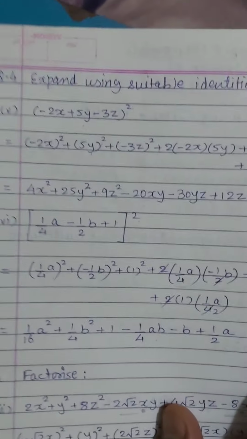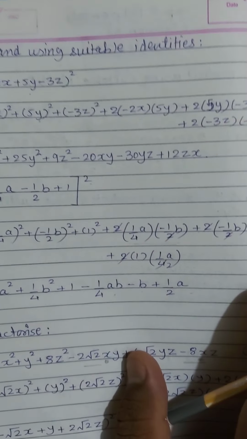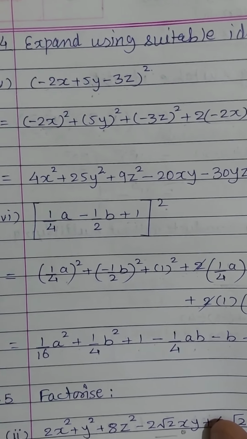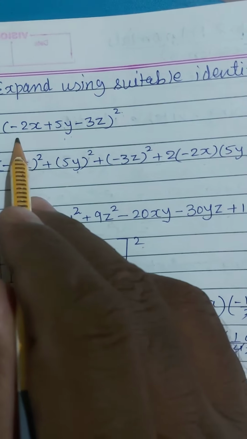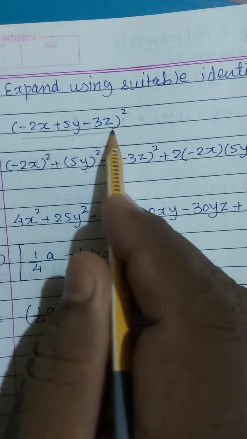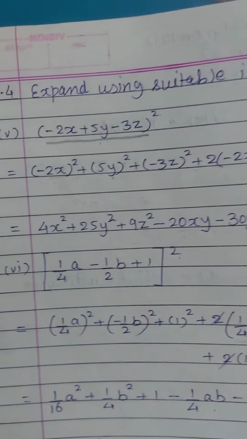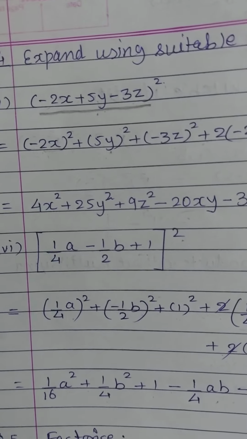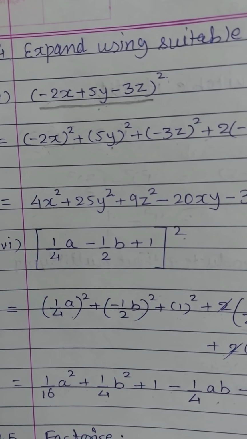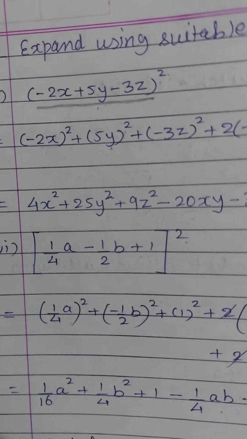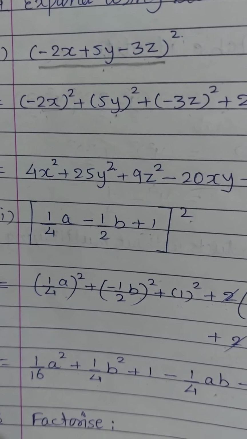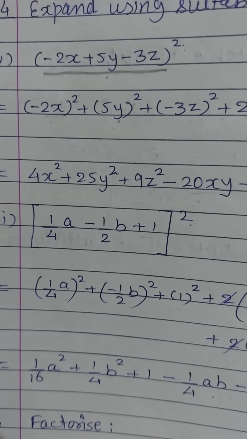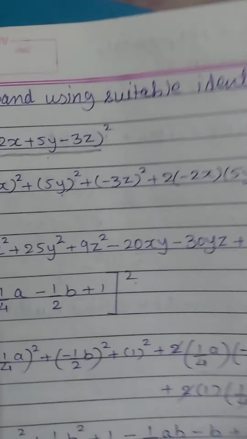Next. Question number 4. Expand using suitable identities. Fifth. We have taken two questions from that. Fifth one first. That is (2x minus 2x plus 5y minus 3z) whole square. Which identity we are going to utilize here? x plus y plus z, because three terms are indicating here. So we are using the identity number 5. Right? That is (x plus y plus z) whole square is equal to x square plus y square plus z square plus 2xy plus 2yz plus 2zx. Okay? So let us start.